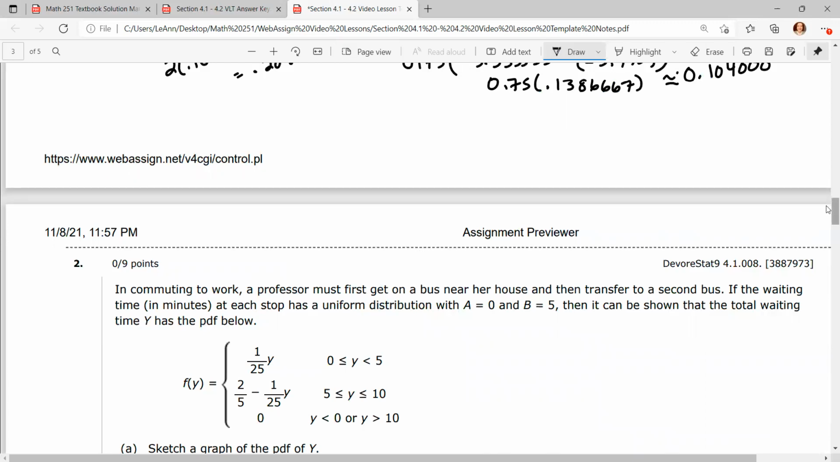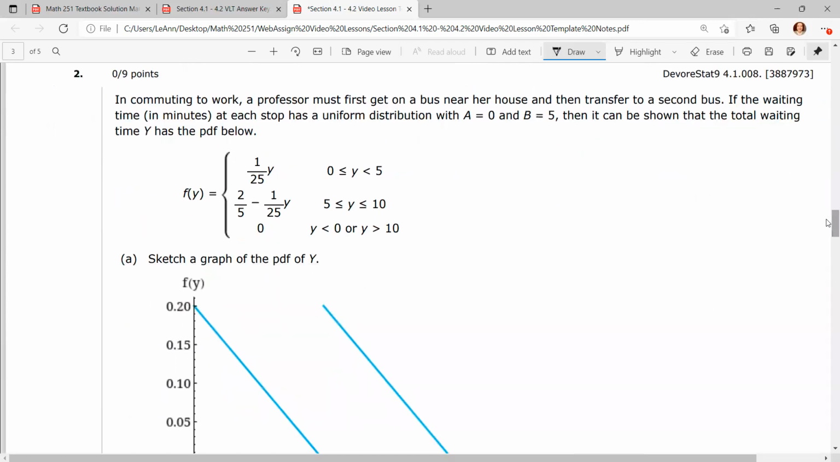I only have 3 in this section because of all the integration that takes a little bit of time. So this one says, in commuting to work, a professor must first get on a bus near her house and then transfer to a second bus. If the waiting time in minutes at each of the stops has a uniform distribution with A equals 0 and B equals 5, then it can be shown that the total waiting time Y has the PDF below. So this is our probability density function.